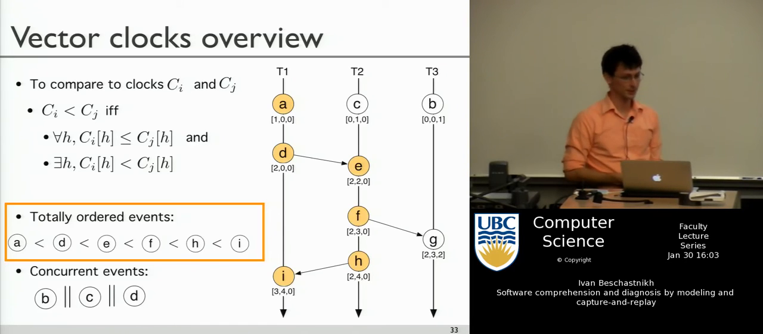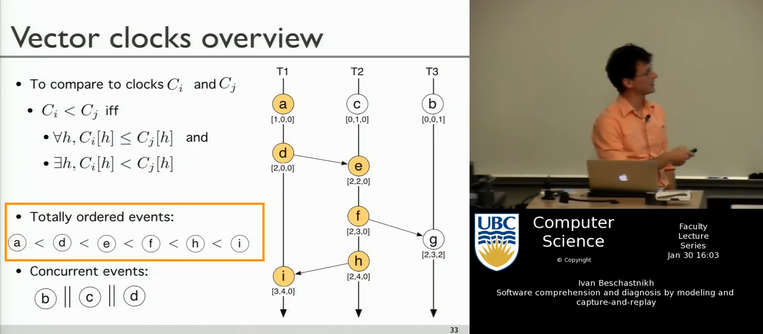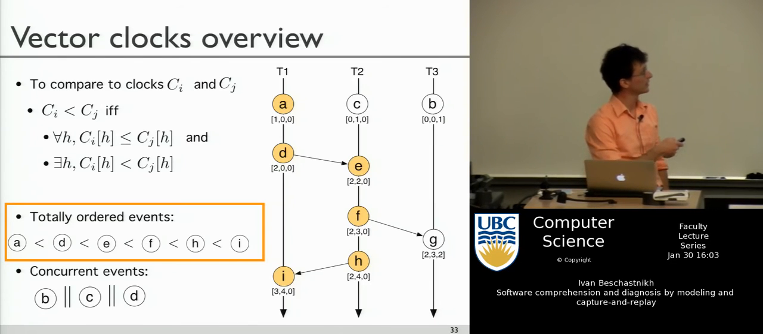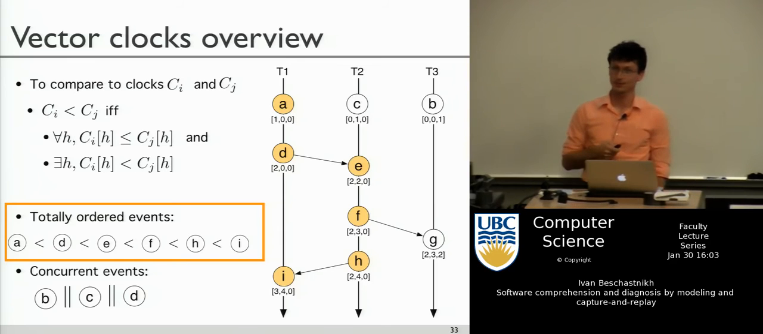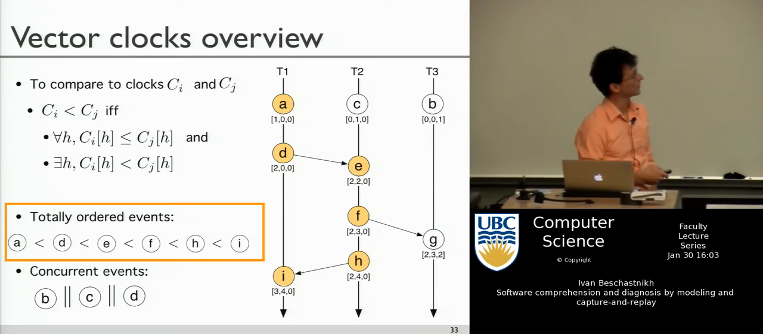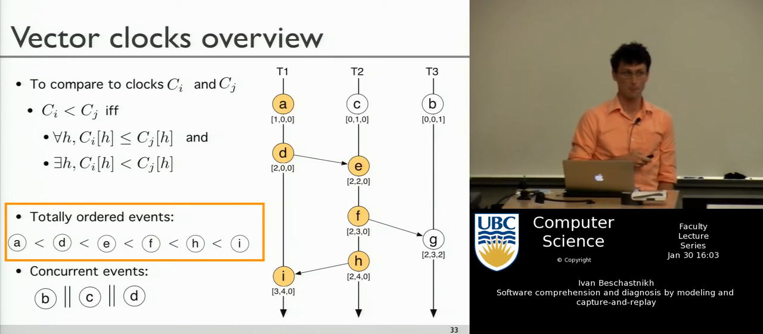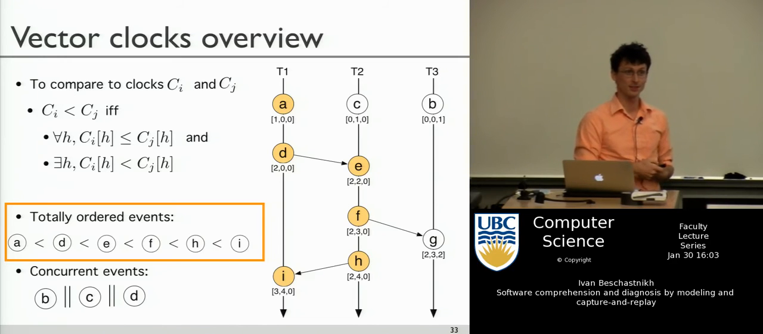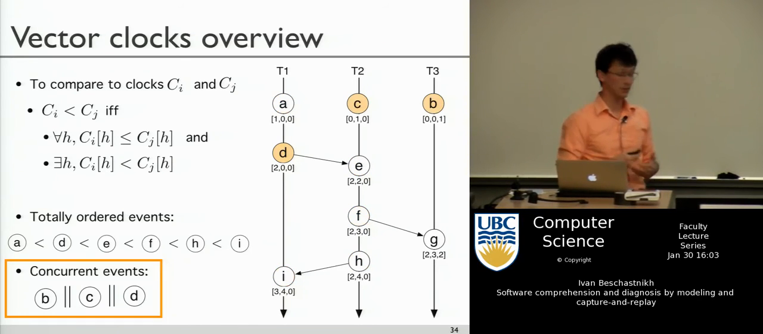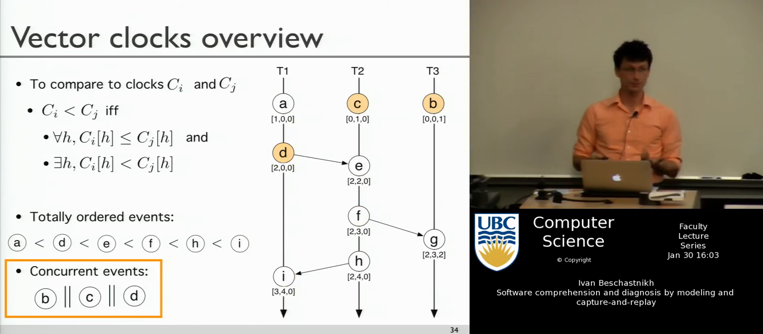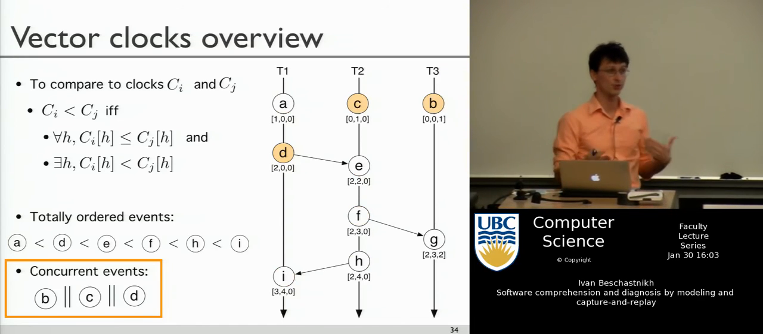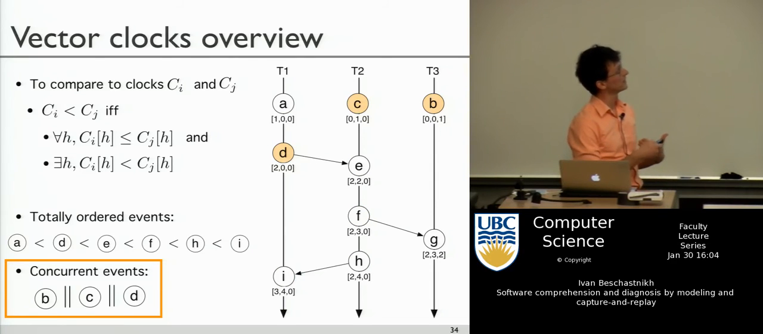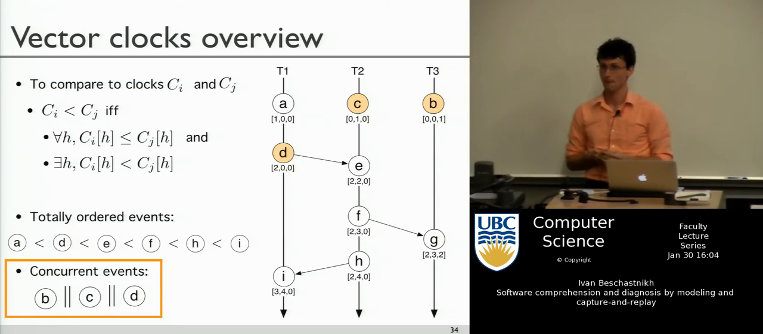To give you an example of this, here's a thread of events, A, D, E, F, H, I. And here's the order. It's a total order of events, and it's totally ordered because it satisfies this relation. So it allows me to reason about events that occur between two hosts. Even though it's a distributed system, I have this total order on these events. Also, it lets me reason about concurrency. It tells me that the events D, C, and B are all mutually concurrent, because this relation is not true for C or D, whichever way you compare them.